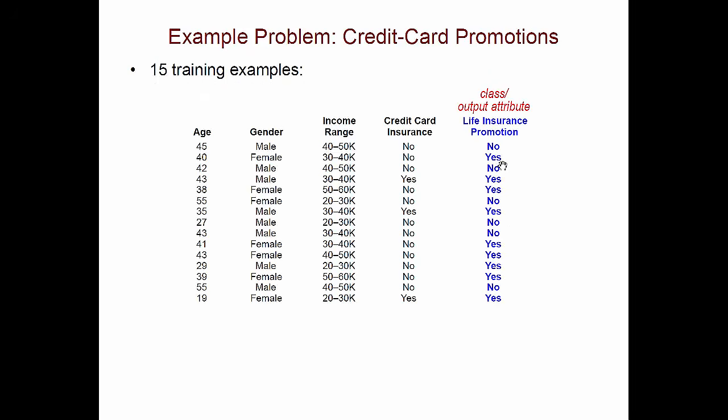And so let's imagine that we have these 15 training examples. Again, this is artificially small. You would want as much training data as possible. Our output attribute is this last column here. Did the customer accept the life insurance promotion or not? The other columns, which are the inputs, are the customer's age, gender, income range, and then whether they accepted a previous offer for credit card insurance. Again, that's just a yes or no attribute.